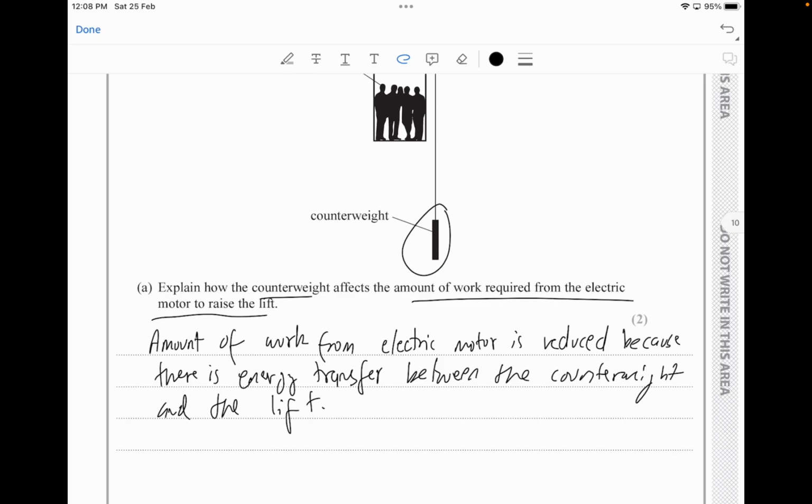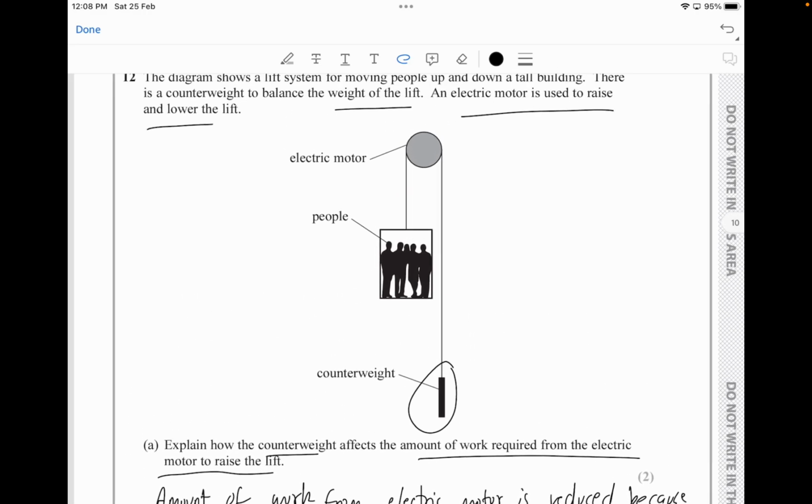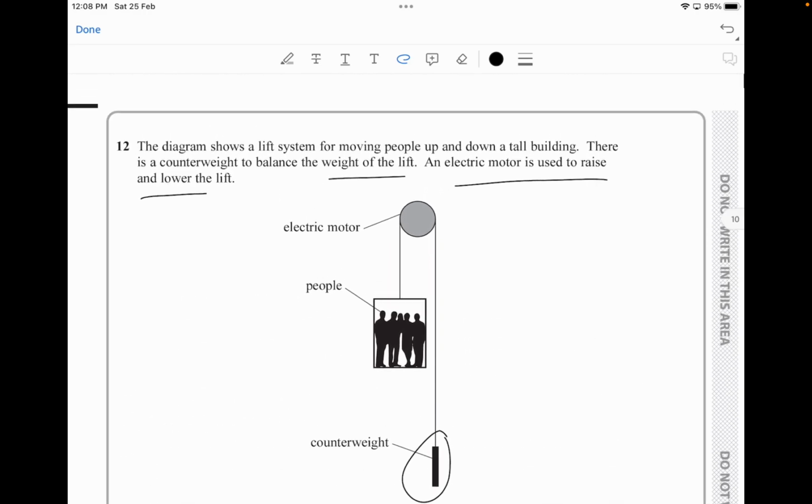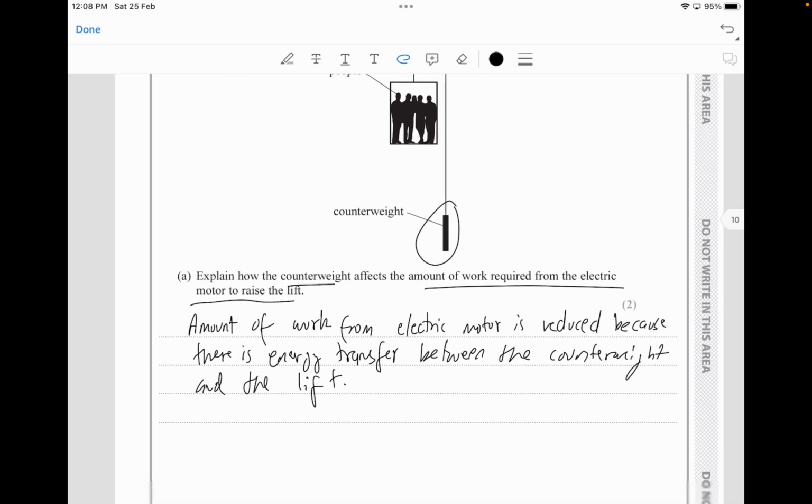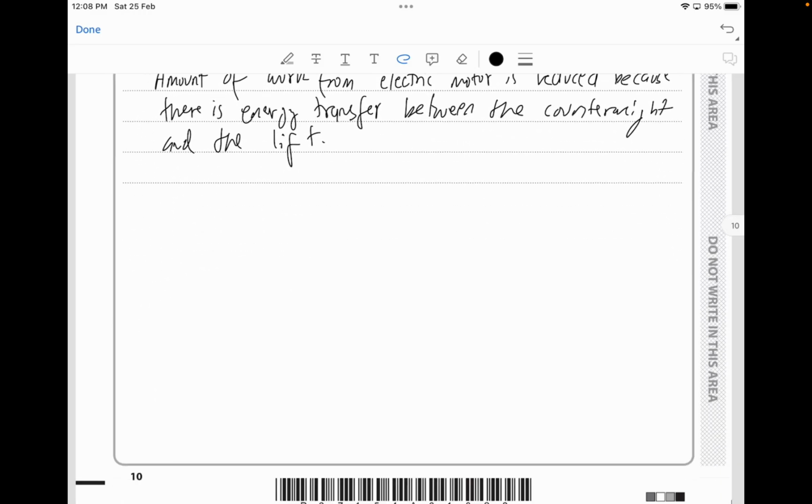Or you could also mention that the counterweight contributes to the total work done on the lift cage. Or you can mention that the total work done on the lift cage is the sum of the work done by the counterweight and by the motor. So for 2 marks, this should be more than enough.